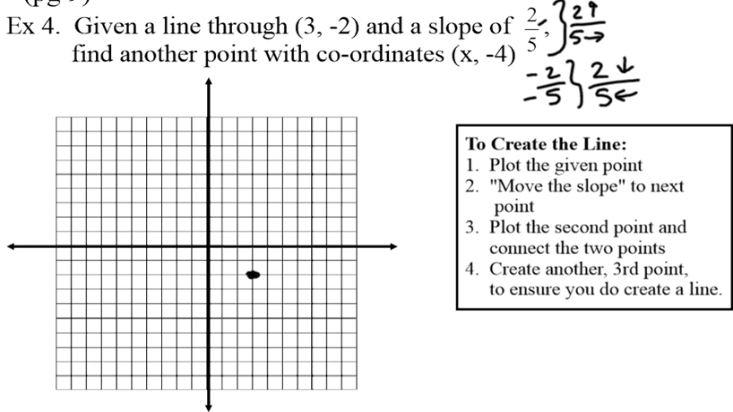So I'm going to put some points on. 2 up, 5 right, or 2 down, 5 left. We want another point at x = -4. So we say x is -4, we know our y has to be -4. There's -4, there's the point.